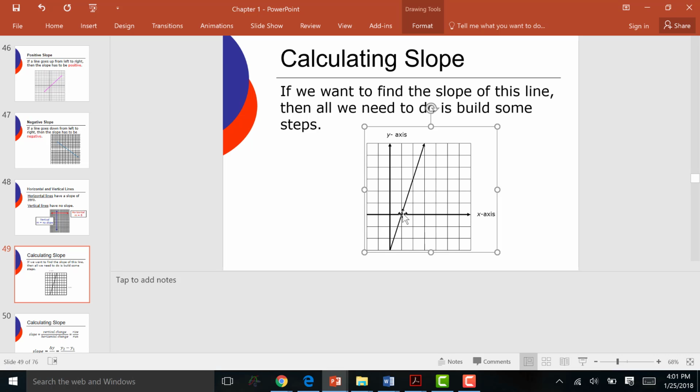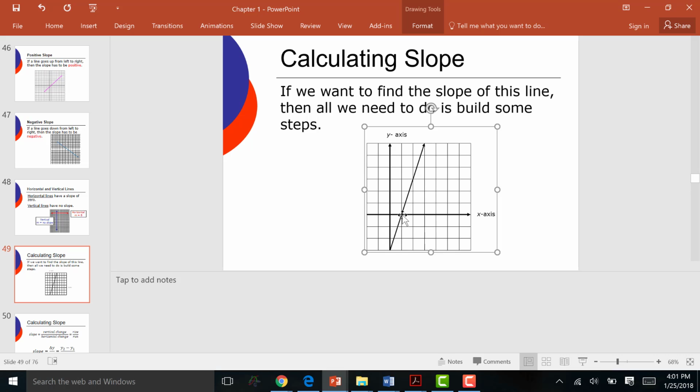Let me see if I got it. Do you see where my cursor is right now? If I want to go from that point to this point, you got it? You see where I'm trying to go? I want to go from this point to that point. You got to get off the line, then get back on the line.